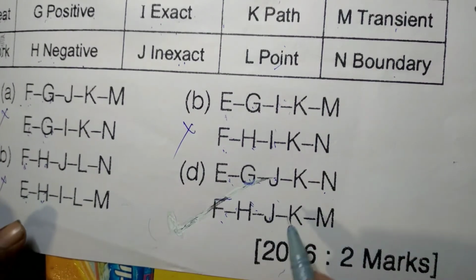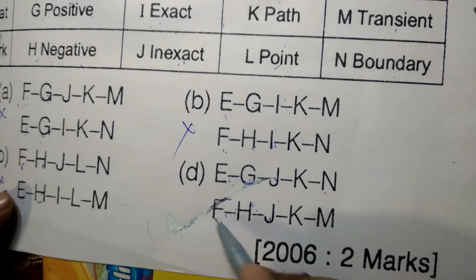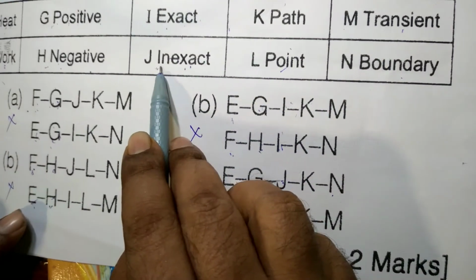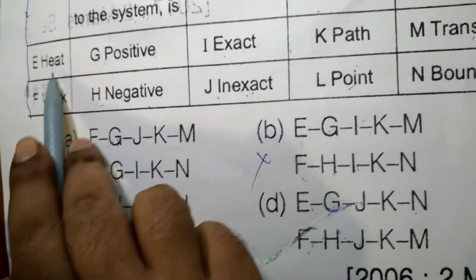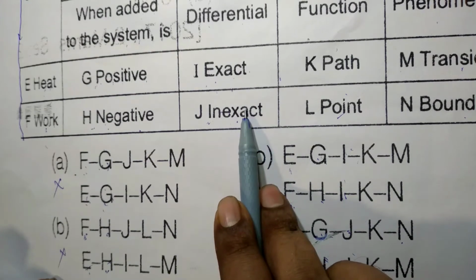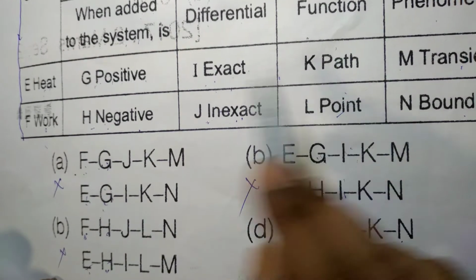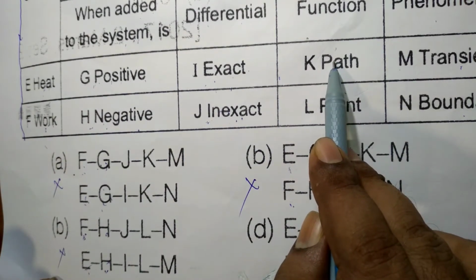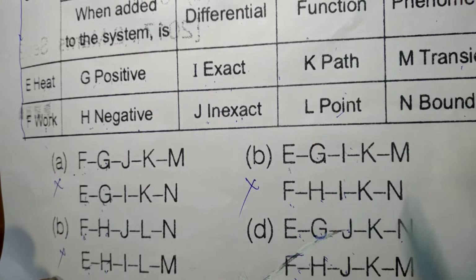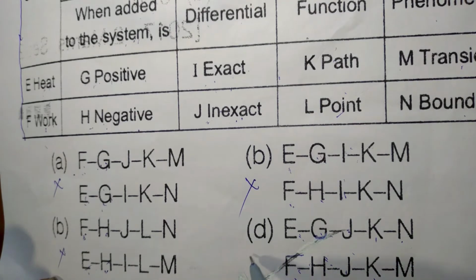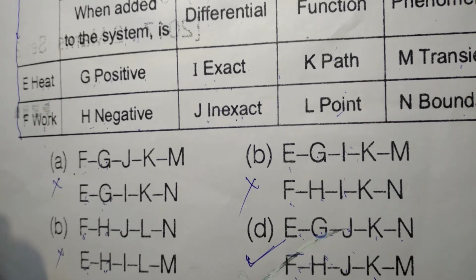So the only option that is left is option D, because both are inexact differentials. Heat is inexact differential, work is inexact differential, and both are also path functions. Heat is a path function, work is a path function. They depend upon the path. So that's why both are also matched with K. So option D will be the correct option, and we need not go further.